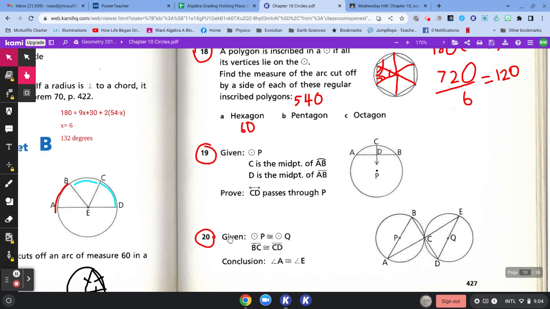Now I'm going to talk about 19 and 20. For number 19, we are given a circle P, so P is the center of the circle. We're told C is the midpoint of arc AB, and D is the midpoint of AB. We're trying to prove that CD passes through P.